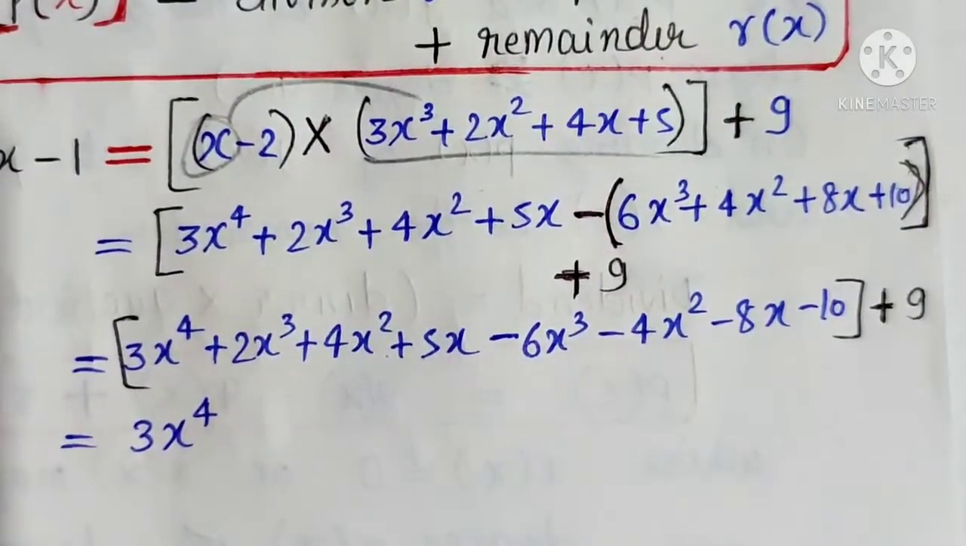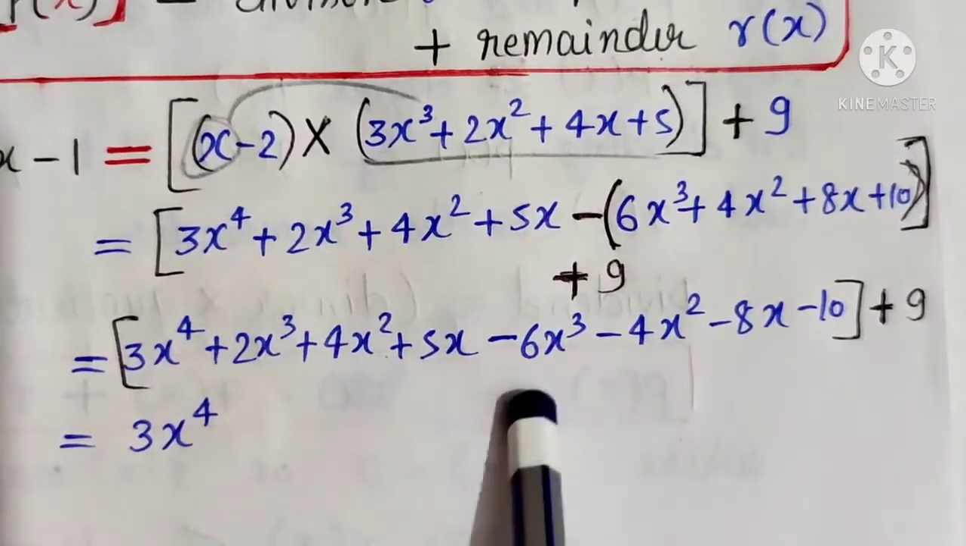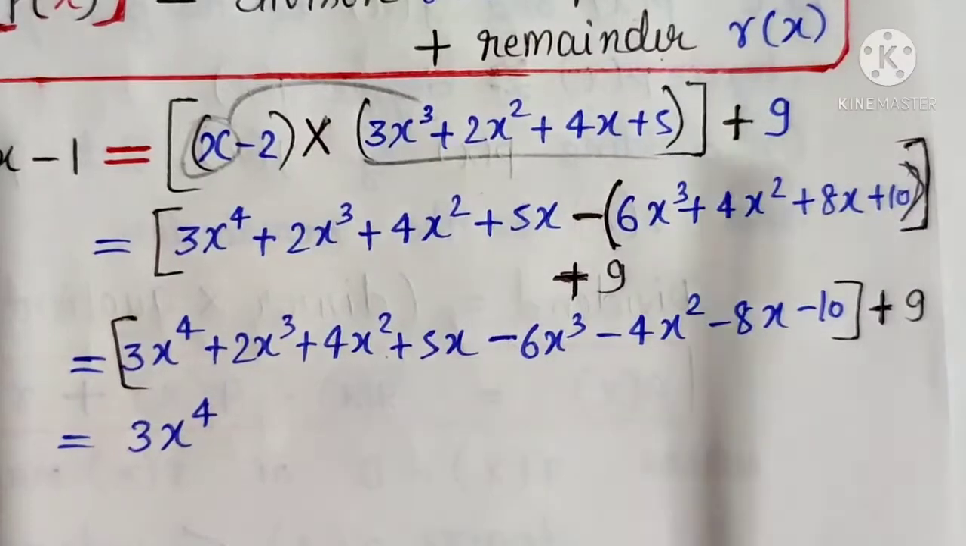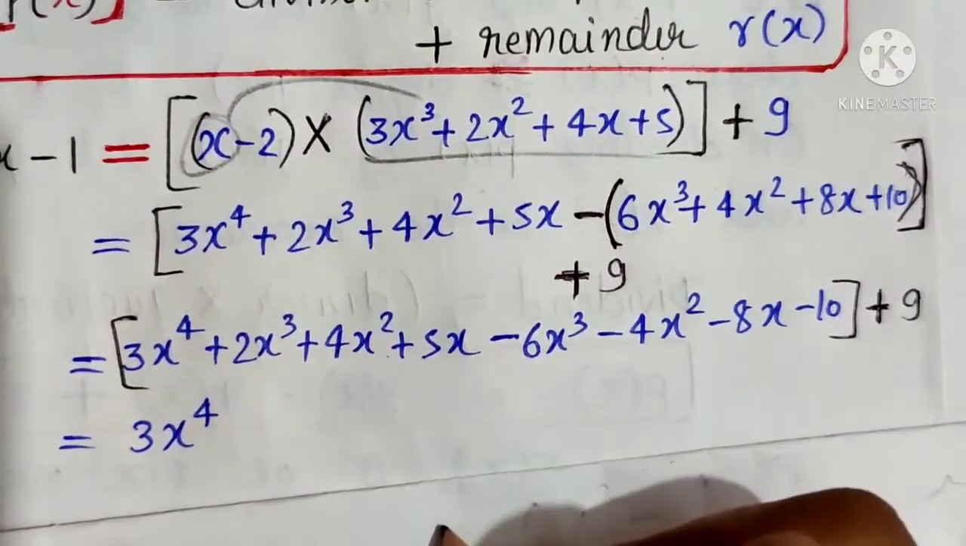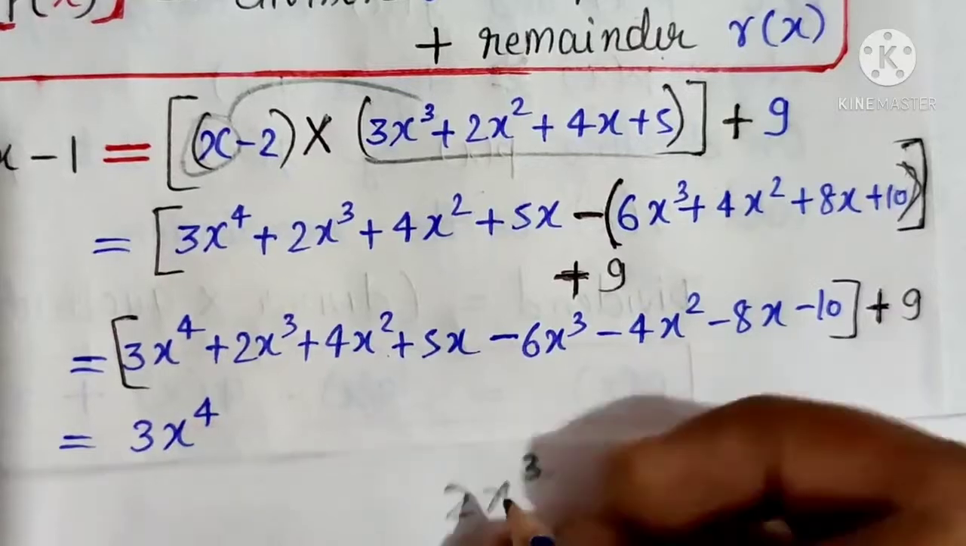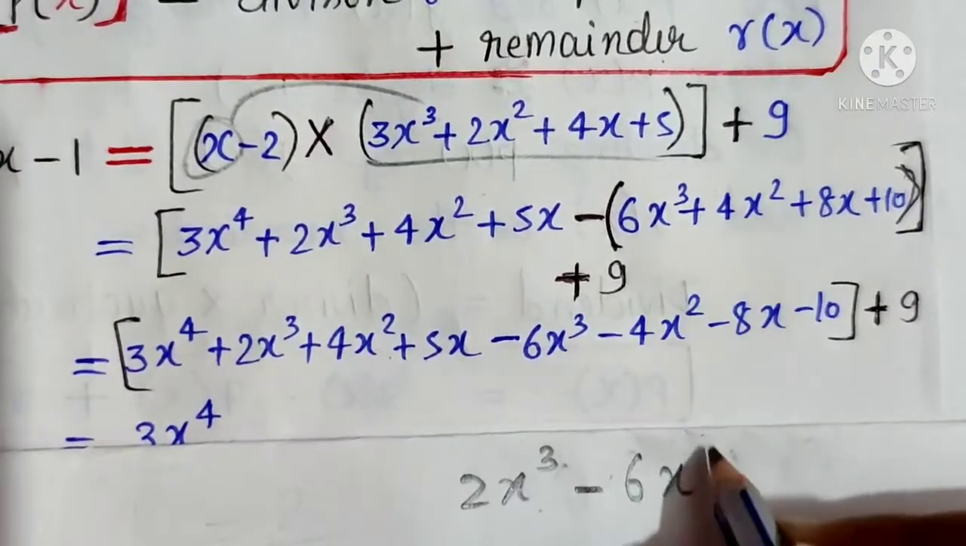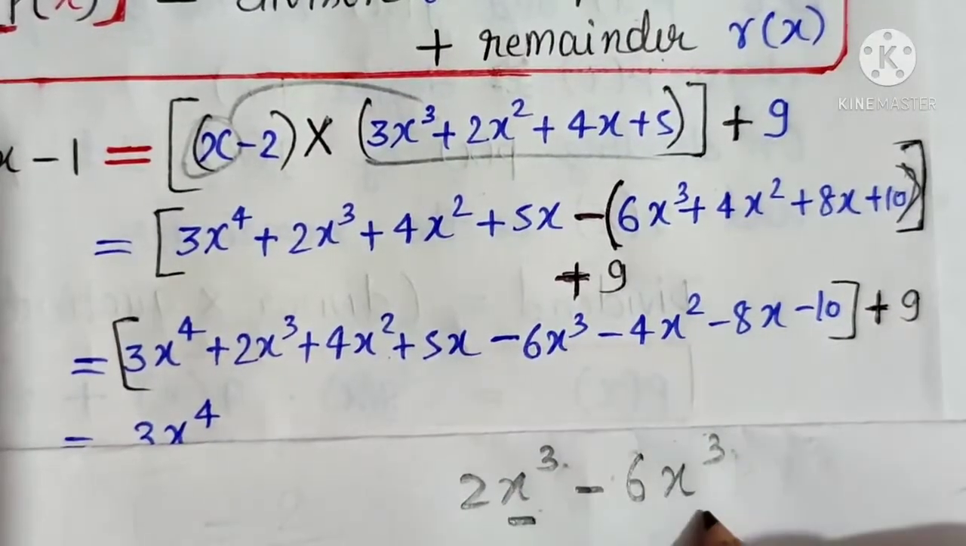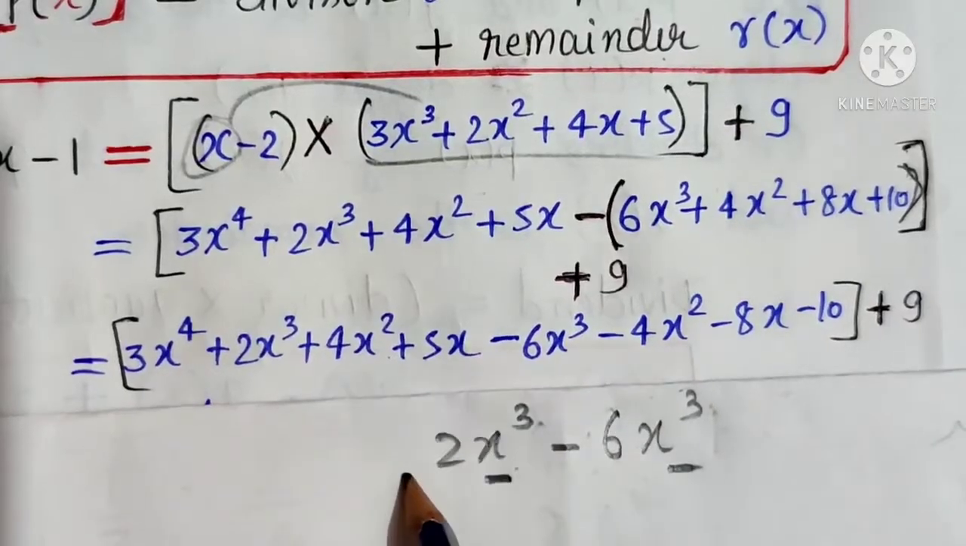Okay. Now what is there? 2x cube. And what is there? Minus 6x cube. So what we can do? We can write together 2x cube minus 6x cube. They both are the same term, x cube, x cube. So it is plus, it is minus, plus minus minus.